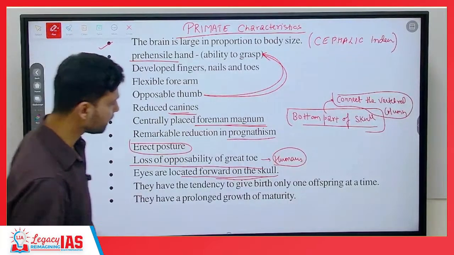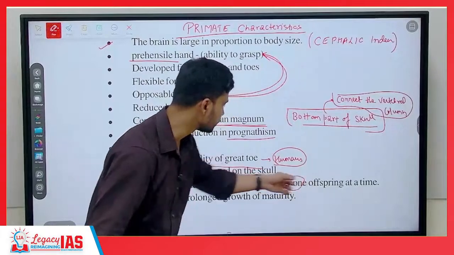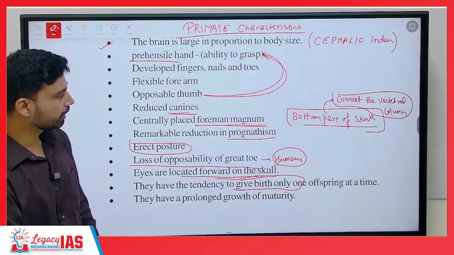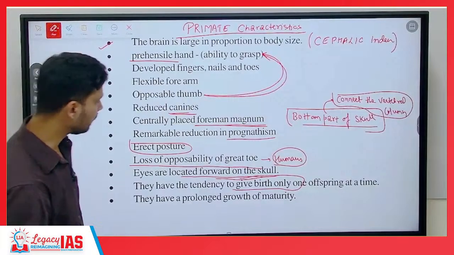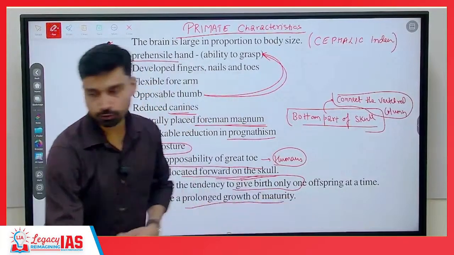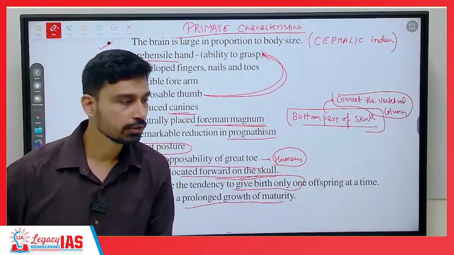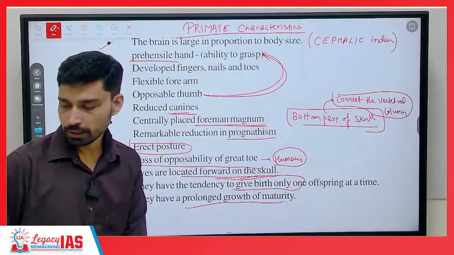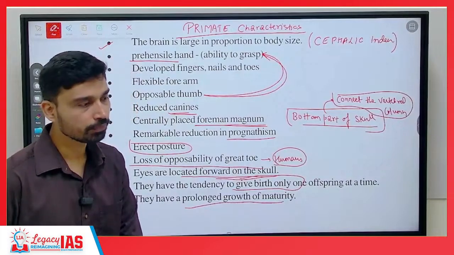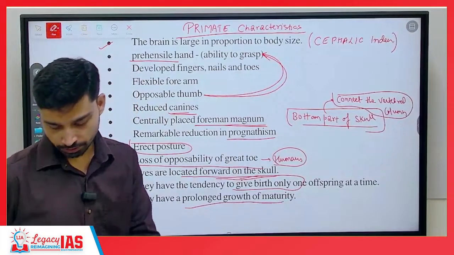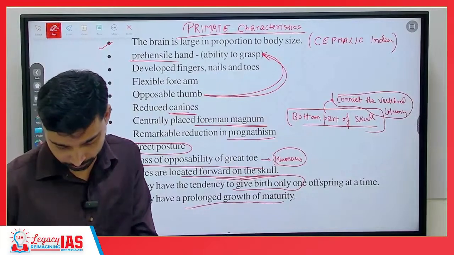Birth of offspring is generally one child at a given time, and prolonged growth to maturity. The infant that is born cannot become independent fast. They have to be dependent on their parents, largely the mother, for their survival. So prolonged infant dependency.